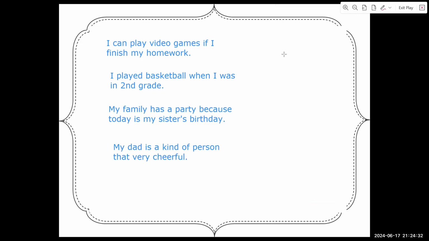Okay, very good. Can you please read all of the sentences that you have made first? I can play video games if I finish my homework. Okay, very good. There's a condition. You can only play games if you finish your homework. Correct. That's good. Continue. I played basketball when I was in second grade. Okay, in that part, there's a time. So very good, you will use when. And then, third. My family has a party because today is my sister's birthday. Okay, that's correct. Reason.